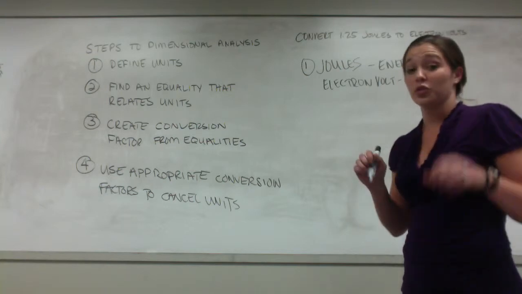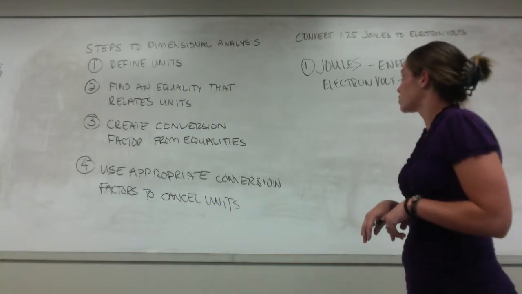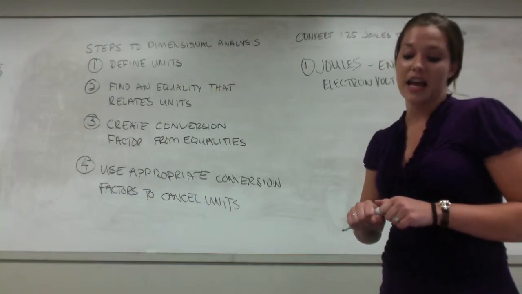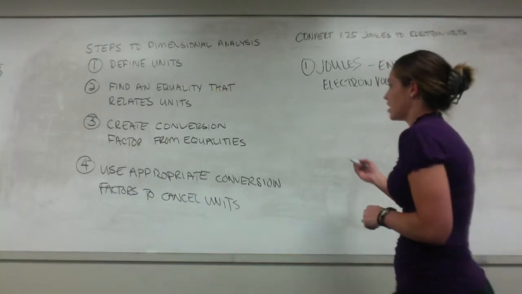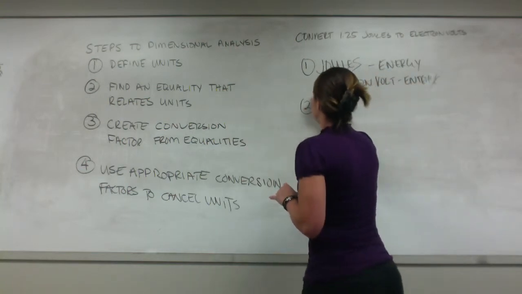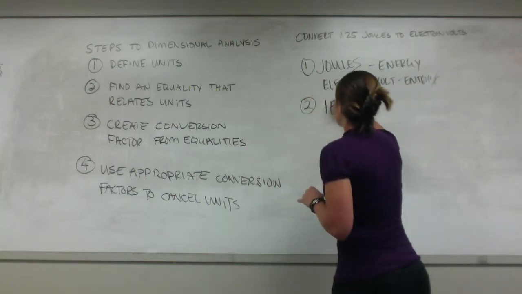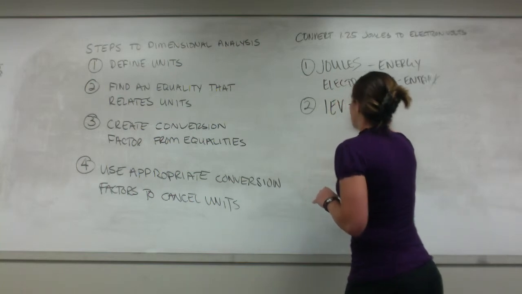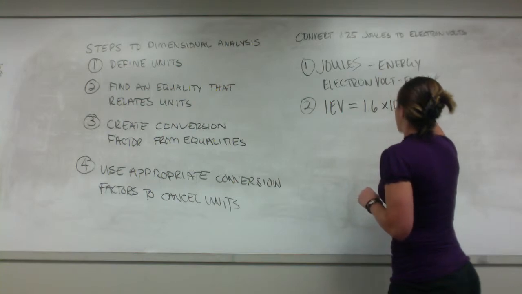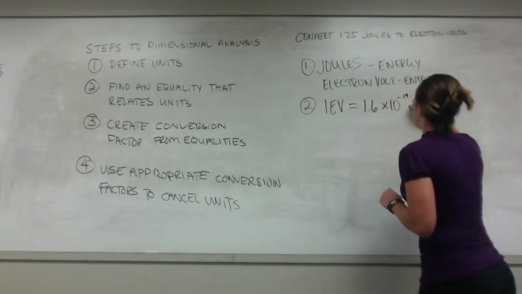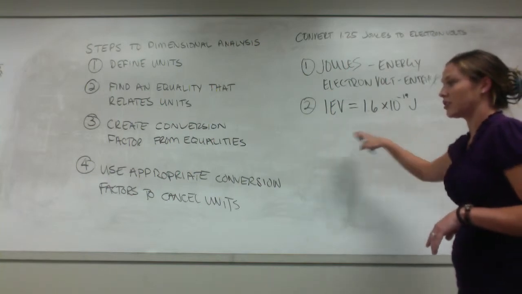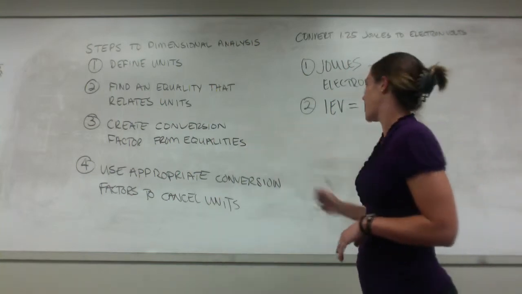So, if you Google electron volt, it's equal to 1.6 times 10 to the negative 19th joules. So that's going to be our equality that relates the units. So it was 1 electron volt is equal to 1.6 times 10 to the negative 19th joules. So we have a relation, so now we can go ahead and create our conversion factors.